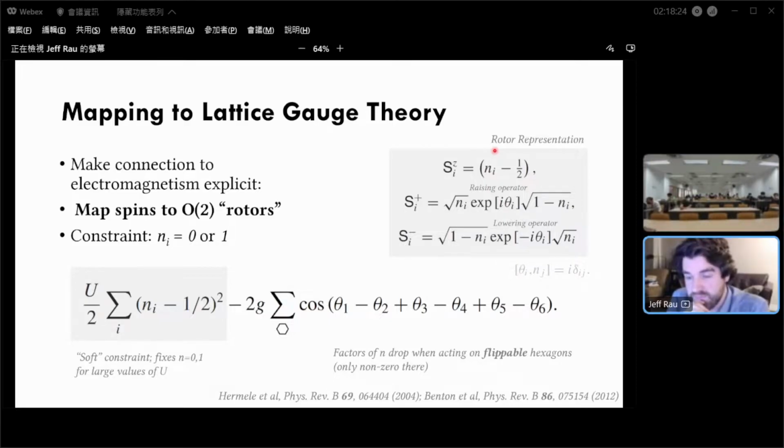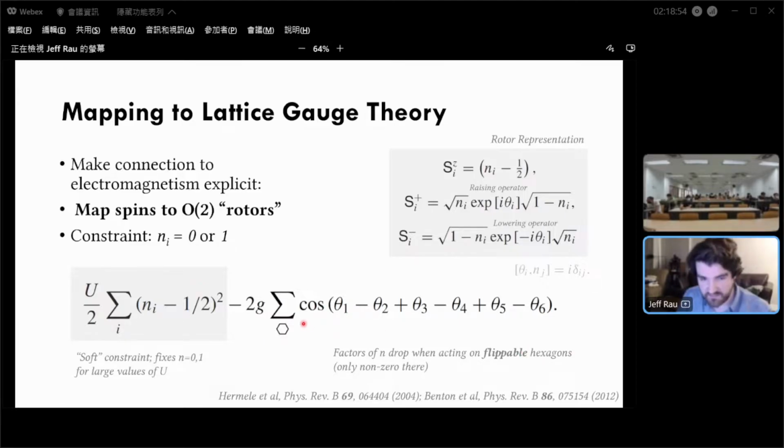On its own, this representation is a bit redundant. Here, the spin, if it's spin 1/2, like it is in our case, can only take 2 values, plus or minus a half, whereas for a rotor, its Lz can take any value at all, going from 0, 1, 2, all the way to infinity. So we have to introduce some kind of constraint to restrict ourselves back to the physical spin 1/2 subspace. The way this is usually done is we take our representation and rewrite our Hamiltonian in terms of these variables.